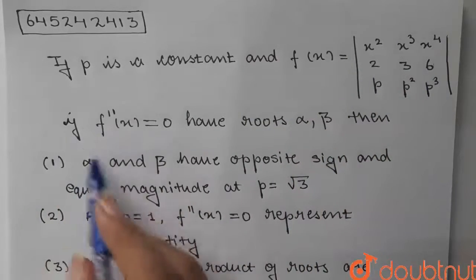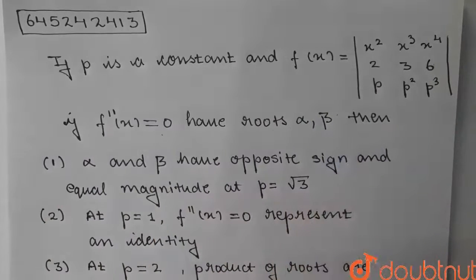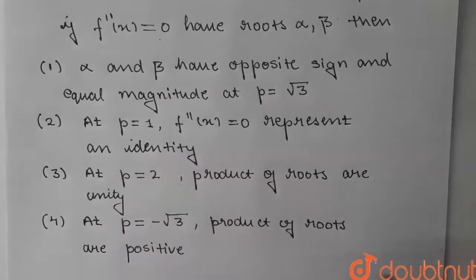Hello students, the question is, if p is a constant and f of x is this determinant, if f double dash x is equal to 0 has roots alpha and beta, then we are having these four options and we need to see which of them is correct, right?